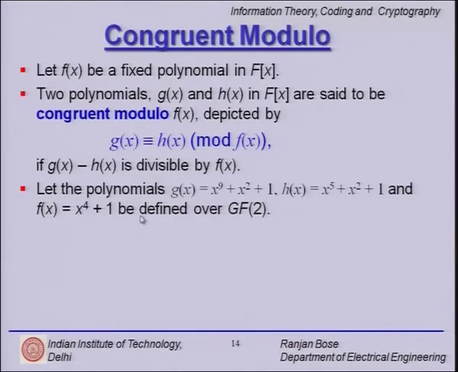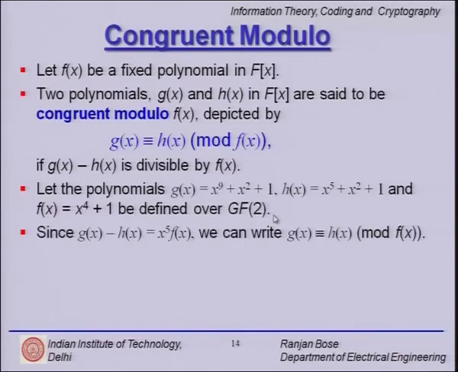So, let us look at a quick example. Let us say g(x) is x raised to the power 9 plus x squared plus 1, and h(x) is x^5 plus x squared plus 1, and my fixed polynomial is x raised to the power 4 plus 1, and I will do all the arithmetic over GF(2). Now, you can see that if g(x) minus h(x), we saw this earlier, is divisible by f(x), then they are written congruent modulo.